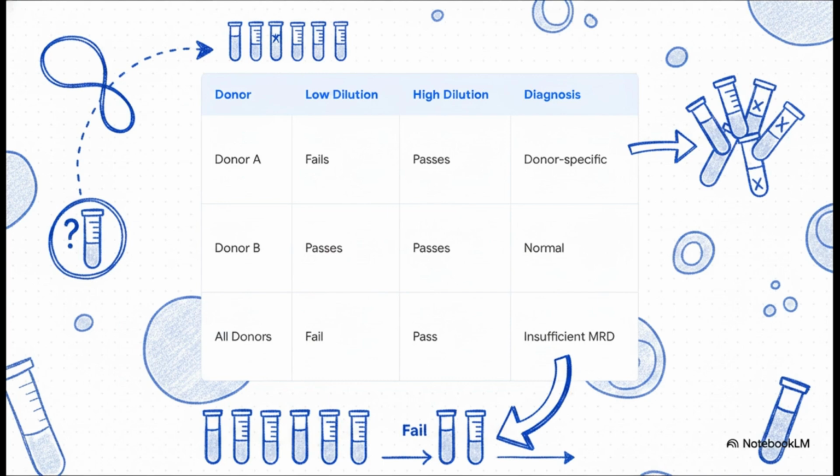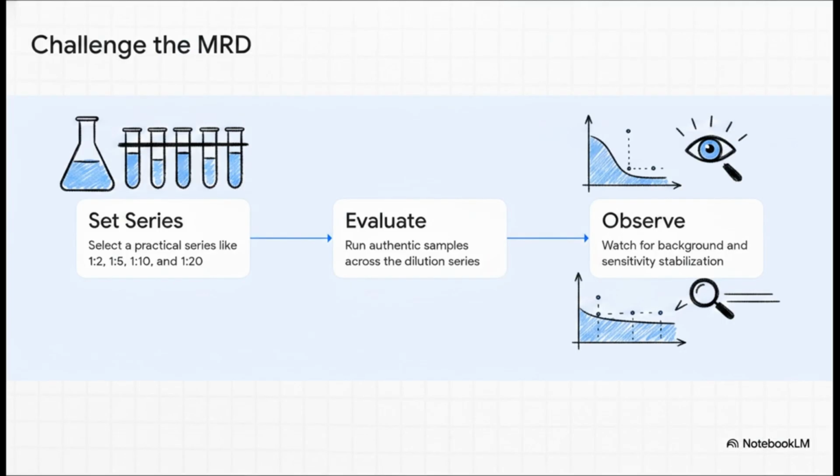But what if every single donor fails at a low dilution and then suddenly improves, or passes at a higher dilution? That points to a widespread matrix issue, and that strongly suggests an insufficient minimum required dilution, or MRD. This specific pattern right here is exactly what we need to look for to diagnose the root cause. If we suspect widespread interference, we need to deliberately challenge the minimum required dilution. But don't just adjust it casually.